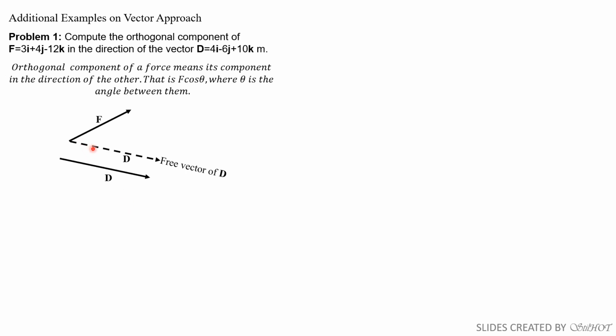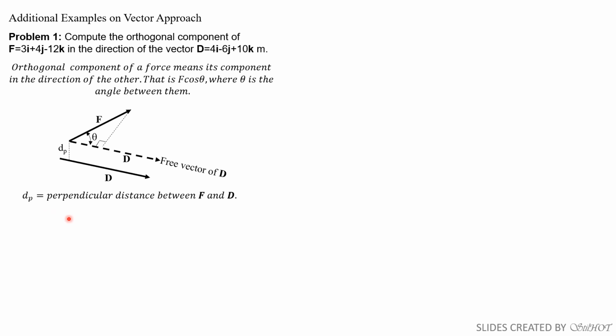Then this free vector of D makes an angle of theta with the force, and the force can be resolved into two components, one in the direction of the free vector, the other perpendicular to the free vector. So this is the 90-degree line, so that we can now compute the orthogonal component of F in the direction of the other vector. So this is the perpendicular distance between the two vectors, d sub t, used in computing distance between two vectors.